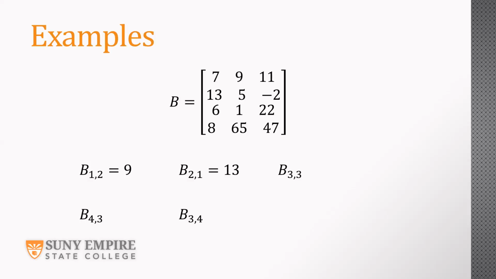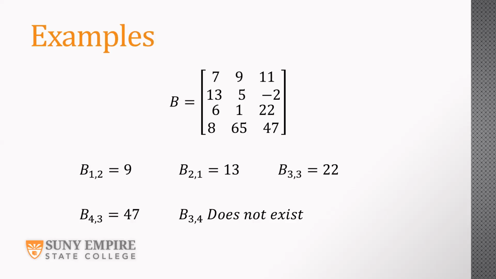B sub 2,1 is the number in the second row, first column. This is 13. B sub 3,3 is in the third row, third column of matrix B. We have 22 in this position. B sub 4,3 is the element in the fourth row and third column. For our matrix B, this is 47.